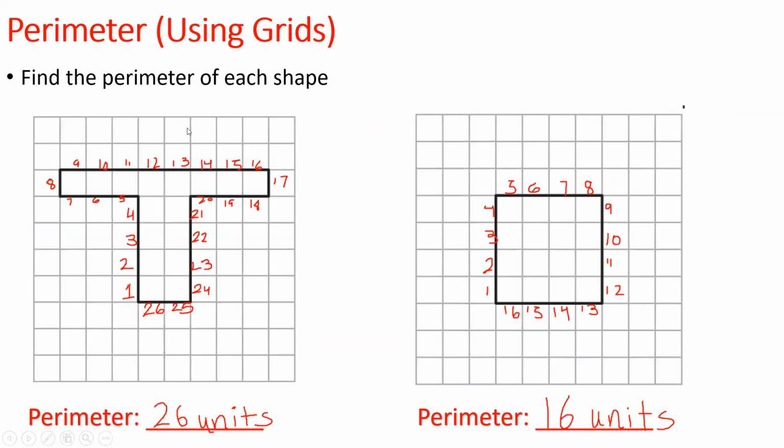Then we went on to finding the perimeter using a grid. You've got to pay attention for this one because you actually have to count the units. So for example, with this T, the way that we were able to find the perimeter of this T was that we had to count each block. So this is 1, this is 2, this is 3, this is 4, this is 5, 6, 7, 8, 9, 10, 11, 12, 13, 14, 15, 16, 17, 18, 19, 20, 21, 22, 23, 24, 25, and 26. And so the answer was 26 units. That's how we were able to find the perimeter of that shape.